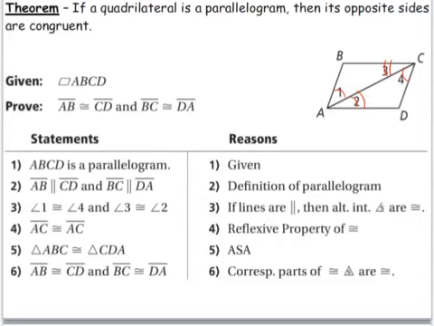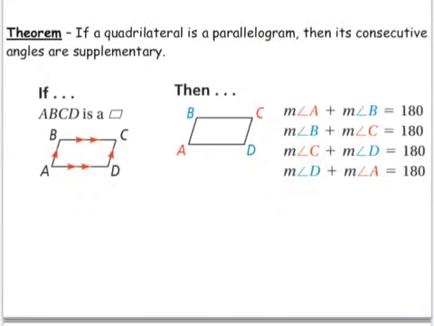By the reflexive property, we know that AC is congruent to AC. Therefore, triangle ABC and triangle CDA are going to be congruent by angle side angle. And then we can use CPCTC to prove our given, which is exactly what we wanted to do. Sorry, not prove the given, prove what we wanted to prove in the first place.